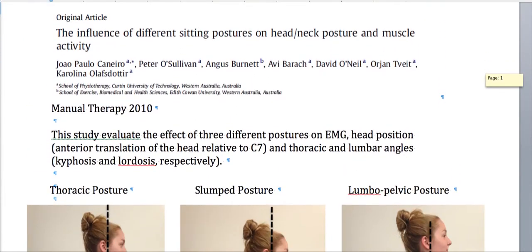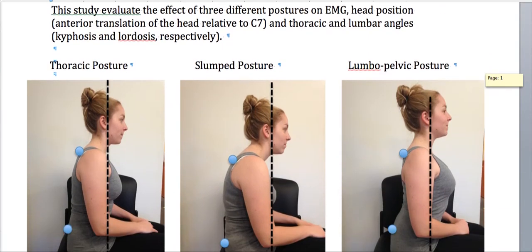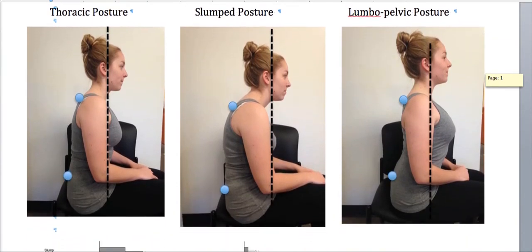Okay, so what we want to do now is look at a study of sitting posture and the controls. What was evaluated in this particular study was 3 different postures, and they compared the anterior displacement of the head relative to C7. They also took a measure of the thoracic angle and lumbar angle. And then they also took EMG, just a global EMG reading in the neck and at T4, so somewhere around here.